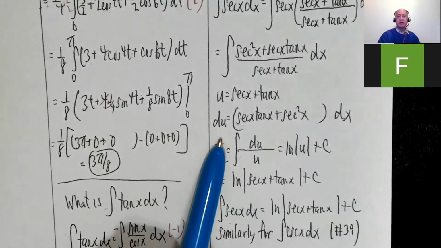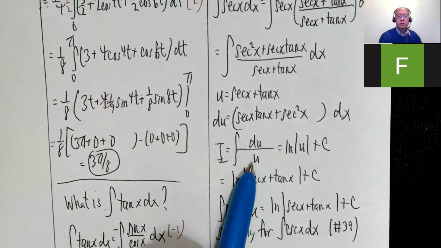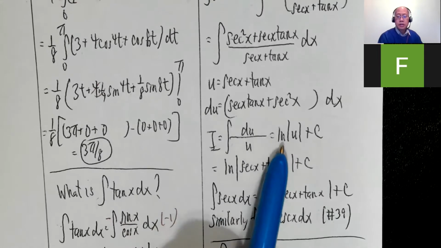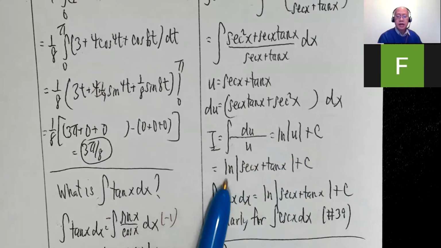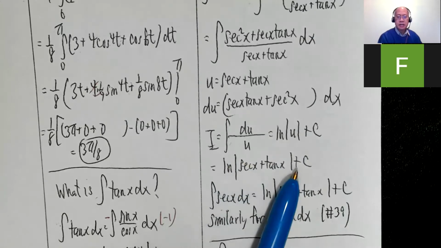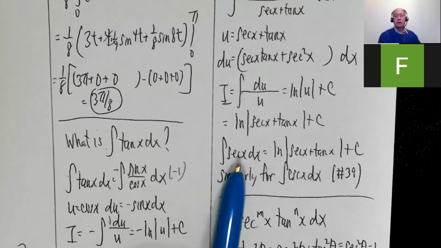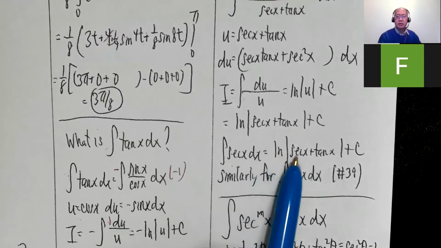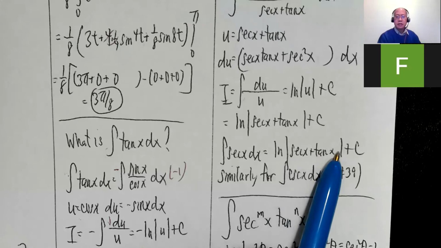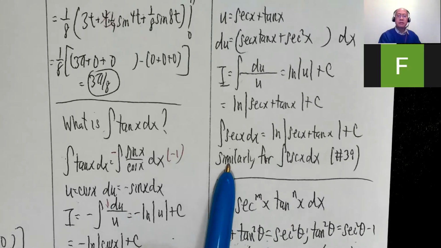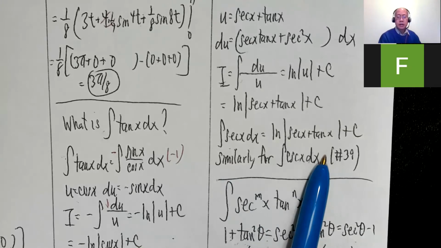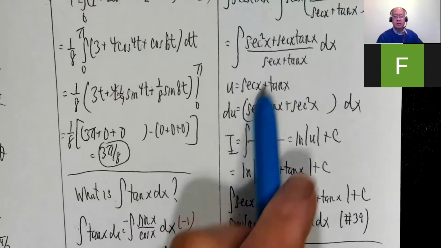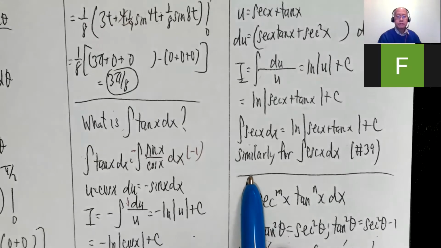So once again, the integral becomes du over u, which is ln absolute value of u plus c, and then change u back to ln absolute value of secant x plus tangent x plus c. So bottom line, the integral of secant x is ln absolute value of secant x plus tangent x plus c. And there's something very similar for the integral of the cosecant that happens to be our problem 39. So I'll let you try that one. The setup is very similar to what's over here.